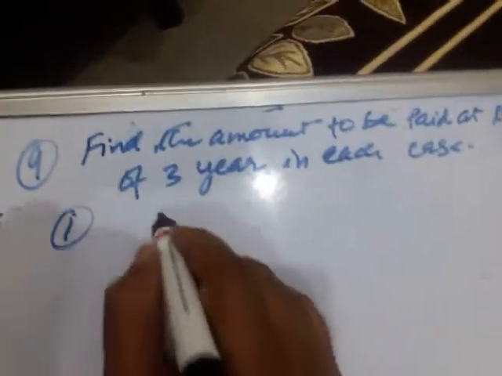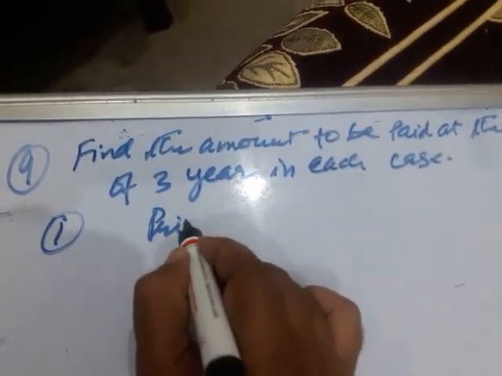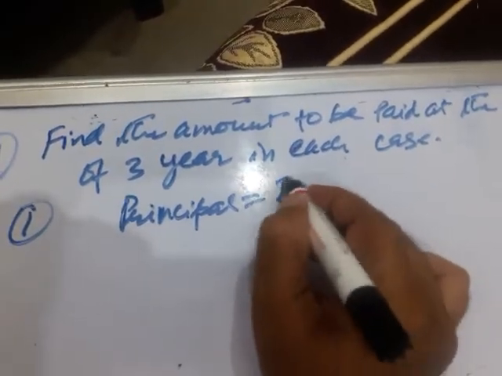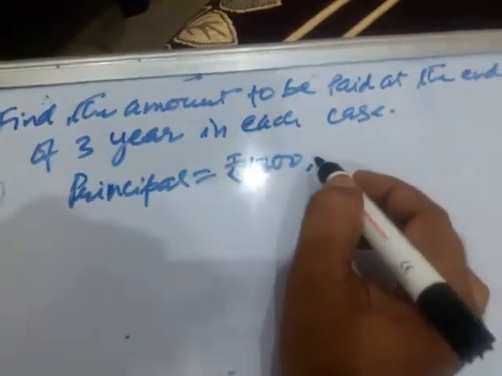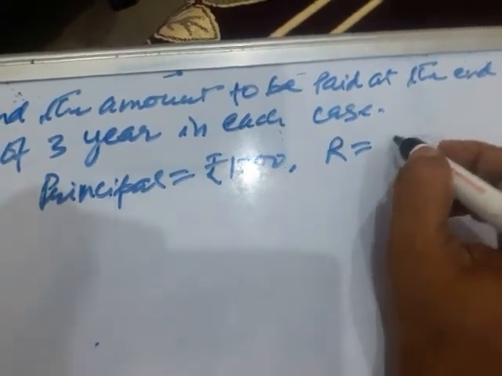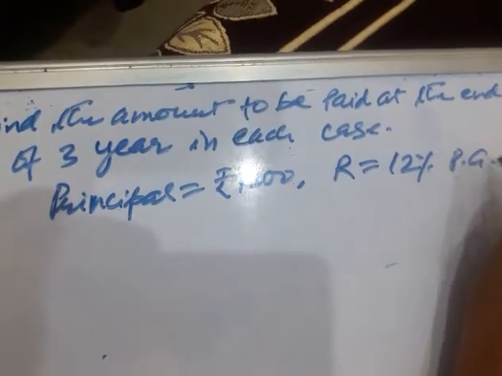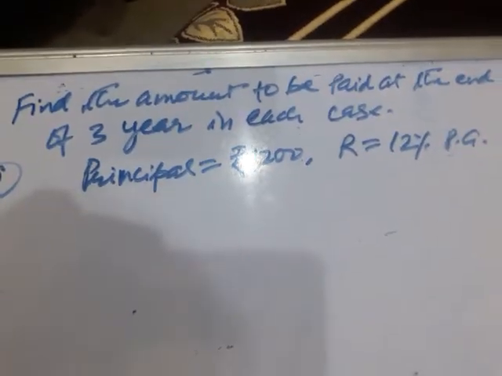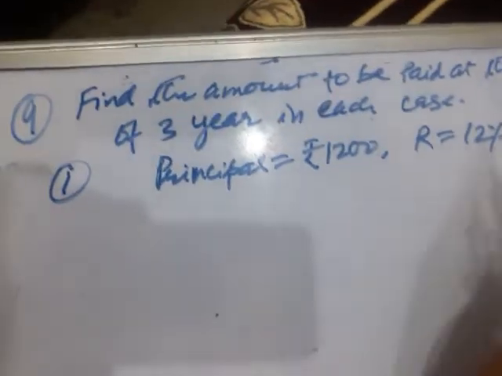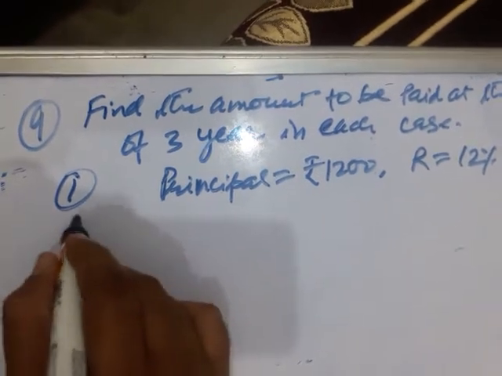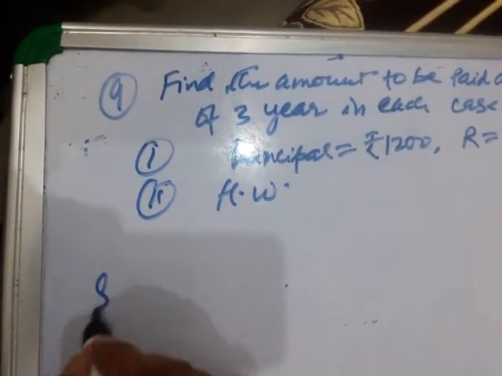First case is principal is given to be rupees 1200. Clear? And what is there? That is rate equal to 12% per annum. Rate is equal to 12% per annum. Okay, children, see, only one part I will tell you. Here the second part you will solve yourself, that is homework. Okay, children, so let us start the first part, solution.